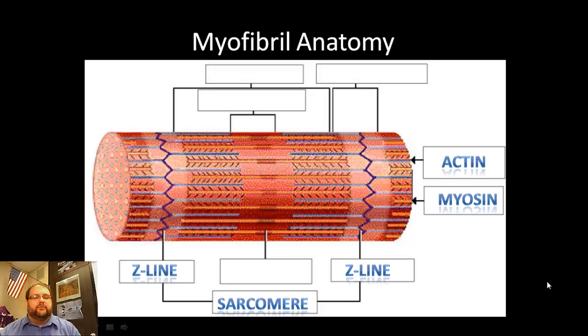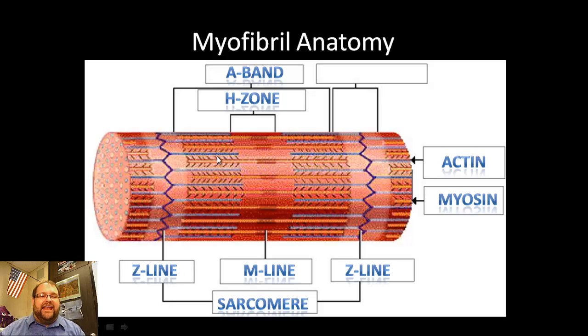Now there's a whole bunch of other regions on here. There's this dark line in the middle, and we call that the M line. Then there's the space that only the myosin filaments occupy. If we go from this end of the myosin filament to this end of the myosin filament, we call that the A band. So the A band is the entire myosin filament.